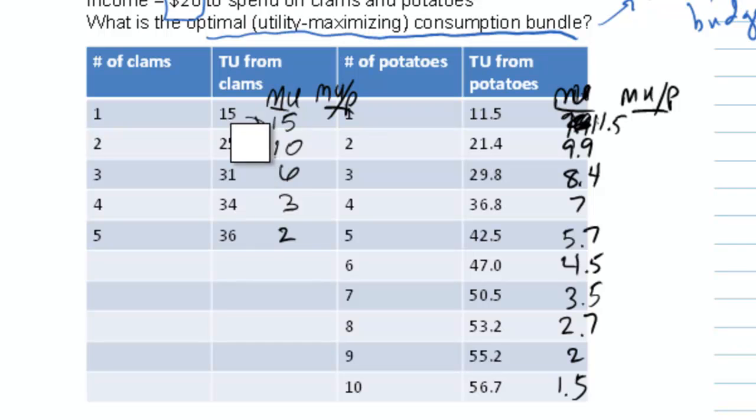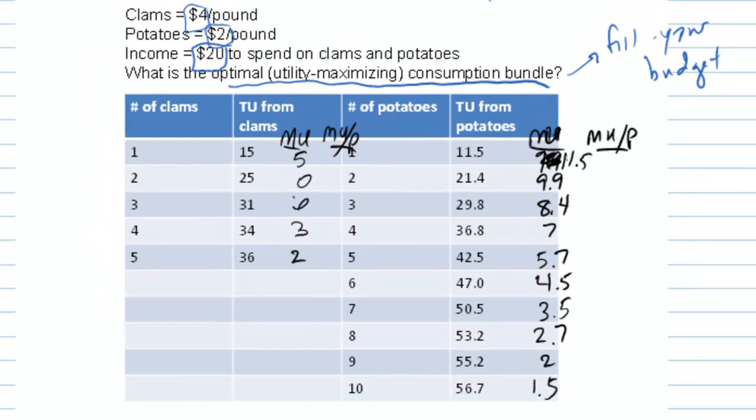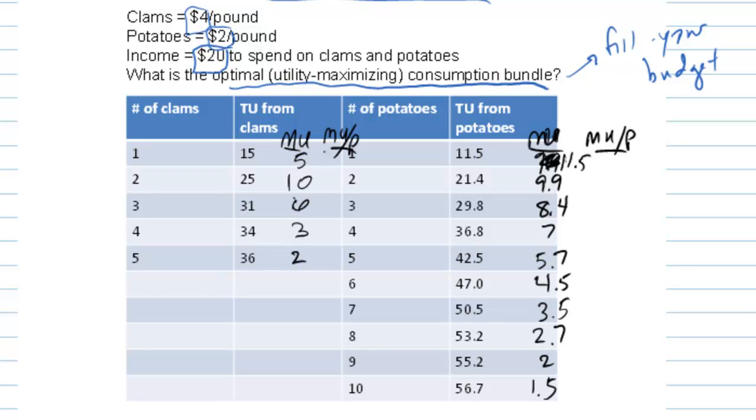Okay, now to get the marginal utilities per dollar, we're just going to divide those marginal utility values by the price of the good. So the first one is 15. Clams cost $4 a pound, so 15 divided by 4, it's going to be 3.75. 10 divided by 4, 2.5. 6 divided by 4, 1.5. 3 divided by 4, 0.75. 2 divided by 4 is 0.5. There's our marginal utilities per dollar for each of these additional units of clams.